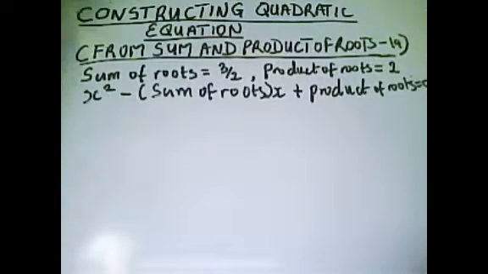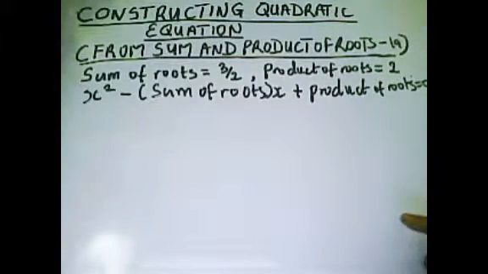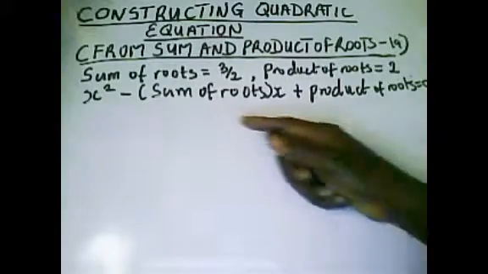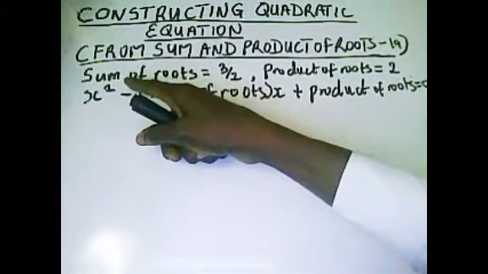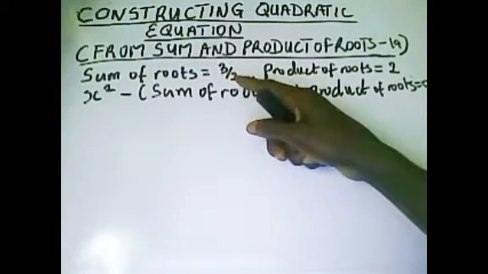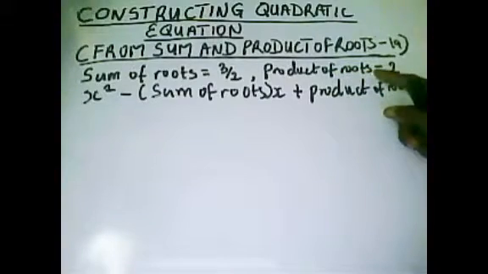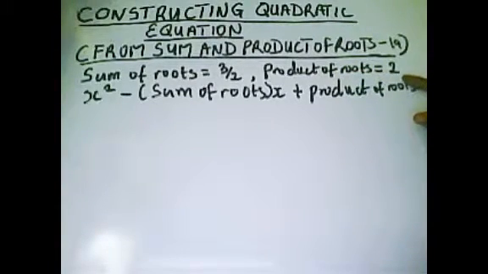Now the lesson at hand, we are to construct a quadratic equation if the sum and product of roots are given. So in what is on the board, we are told that the sum of roots is 3 upon 2, while the product of roots is 2. So we are required to construct the quadratic equation. How do we do that?